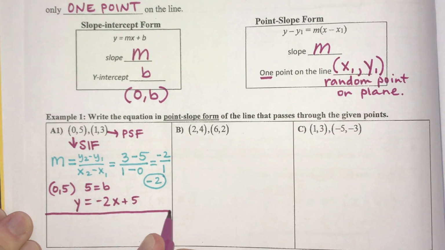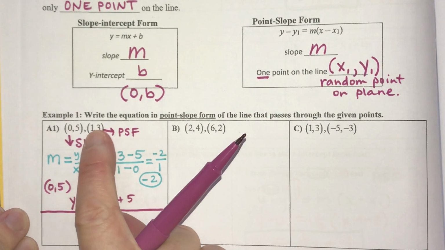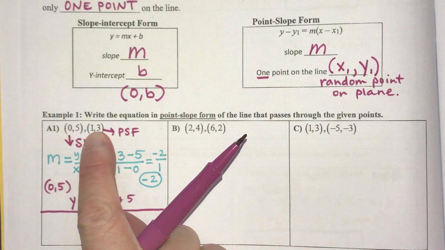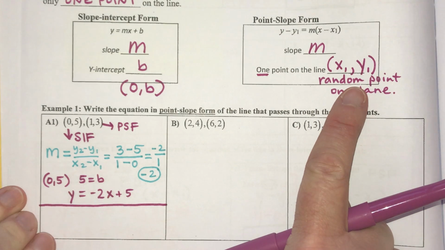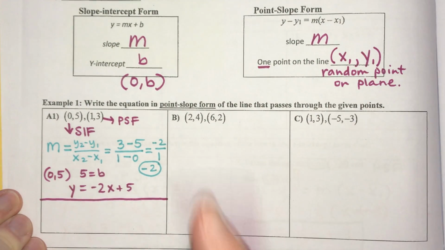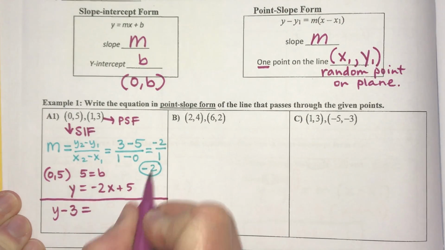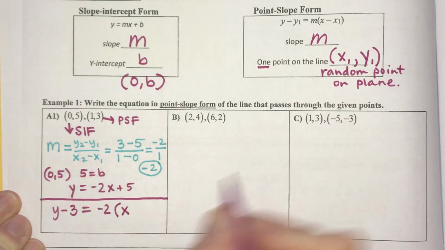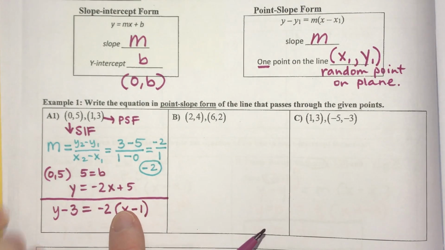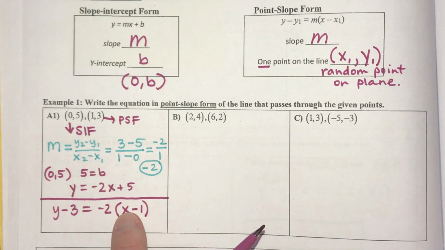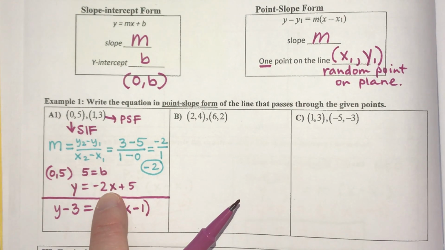But if I were to use this other point here, (1, 3), I have to use this formula because this point is not on the y-axis, since my x value is not 0. I need to use this formula because it is for a random point on that line. So y minus my y value 3 will equal my slope, which I found here, negative 2, and then in parentheses x minus my x1 value, 1. Now, both of these equations are the same line. I'll show you how to convert between them in a later video, but this is the point-slope formula for the line, and this is the slope-intercept.